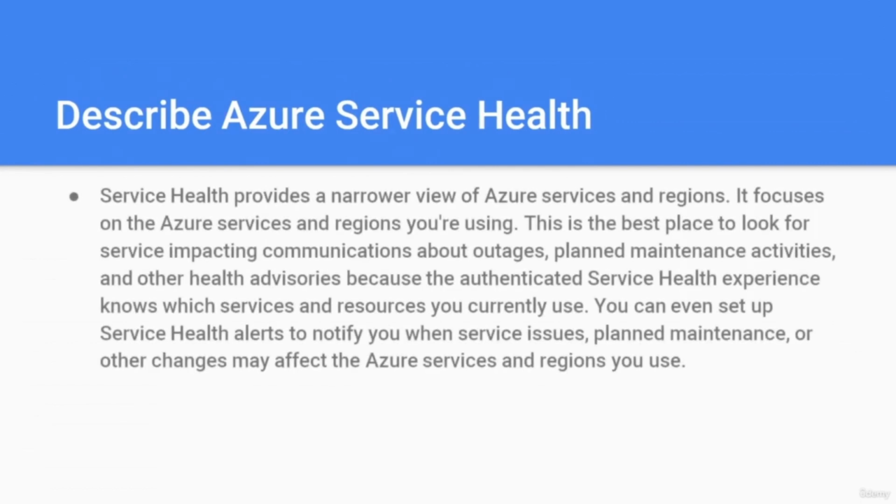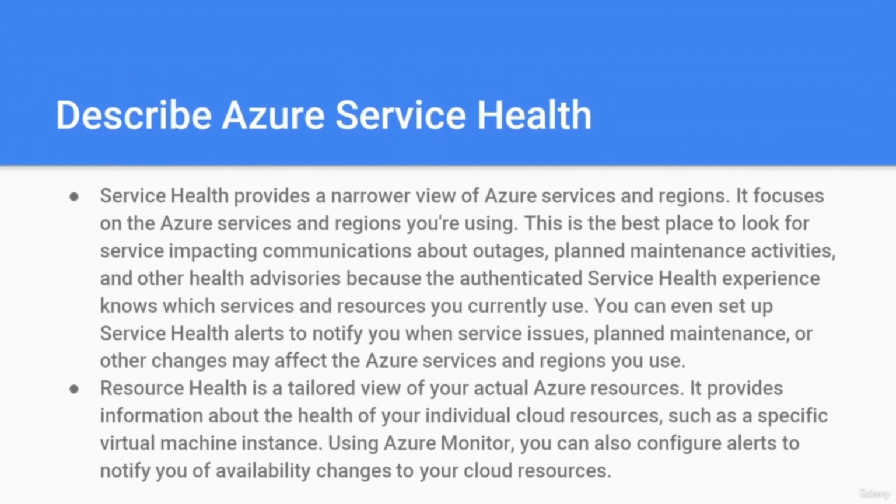Service Health provides a narrower view of Azure services and regions. It focuses on the Azure services and regions you're using. This is the best place to look for service-impacting communications about outages, planned maintenance activities, and other health advisories, because the authenticated Service Health experience knows which services and resources you currently use. You can even set up Service Health alerts to notify you when service issues, planned maintenance, or other changes may affect the Azure services and regions you use.